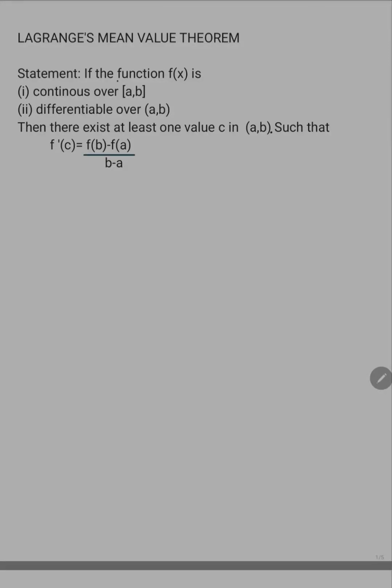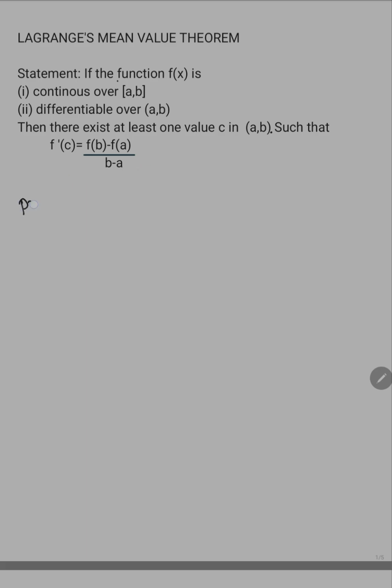Dear students, today we discuss the Lagrange's mean value theorem. If the function f of x is continuous over the closed interval a comma b and is differentiable over the open interval a comma b, then there exists at least one value c in the open interval a comma b such that f dash of c equals f of b minus f of a divided by b minus a.